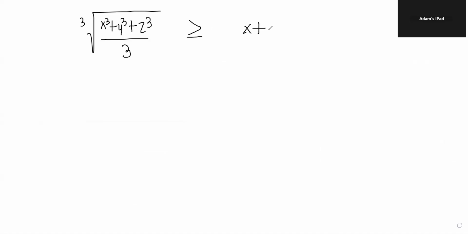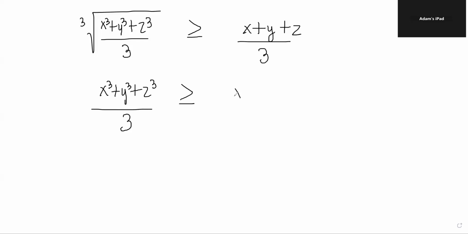So basically what I'm saying is the cube root of (X cube plus Y cube plus Z cube) by 3 should be greater than or equal to the first root mean. If you cube both sides, what do you get? (X cube plus Y cube plus Z cube) by 3 is greater than or equal to (X plus Y plus Z) whole cube by 27. And X plus Y plus Z whole cube.